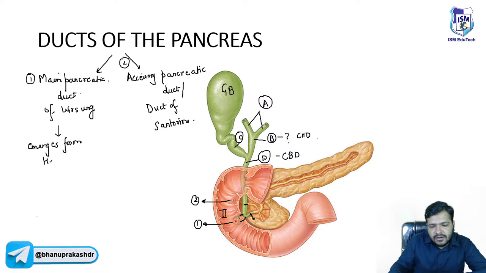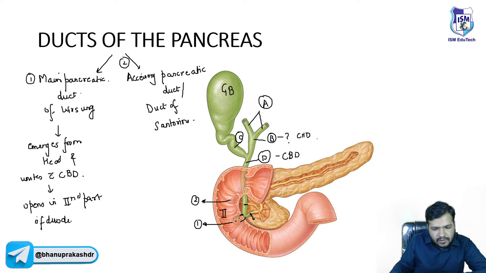It emerges from the head part, and unites with the common bile duct. Then it opens into the second part of the duodenum, forming a dilatation, and that dilatation is called the ampulla of Vater.